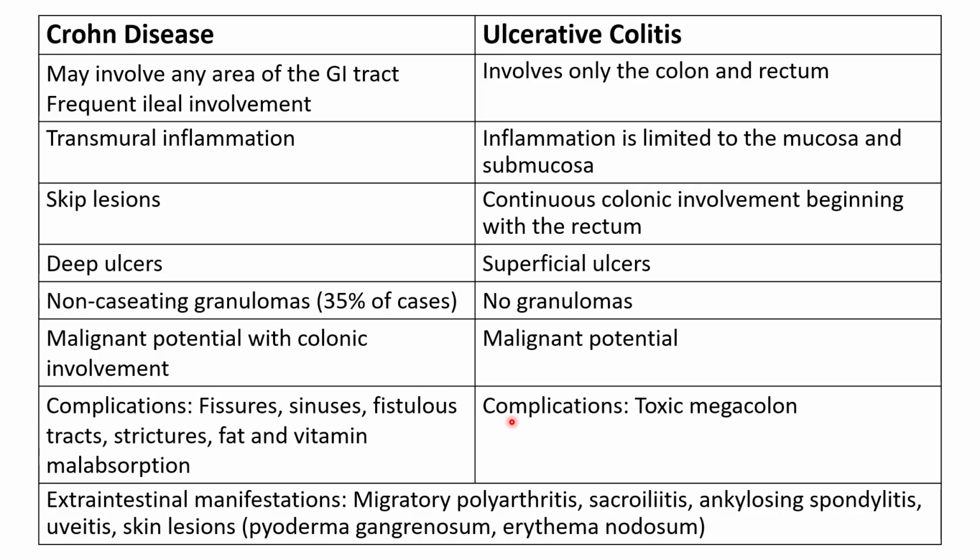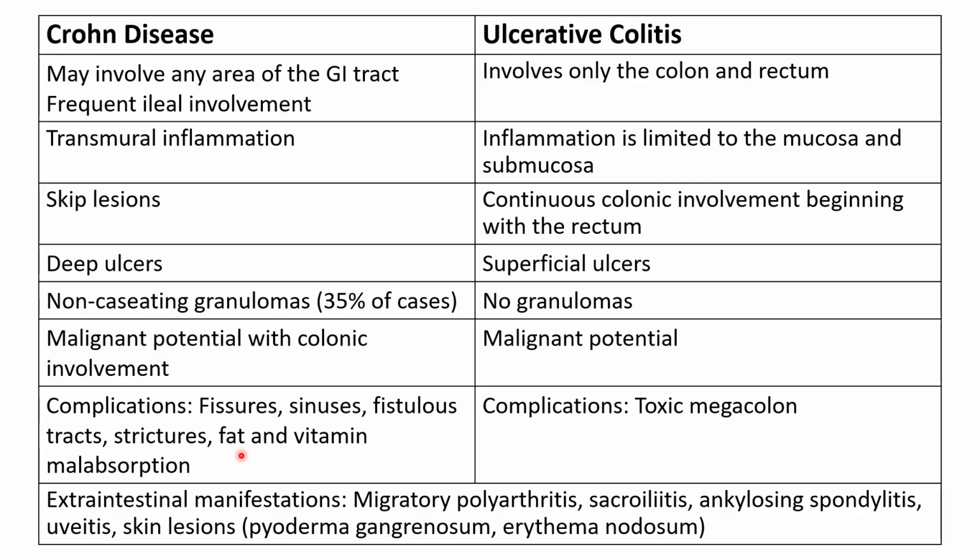Complications differ also. In Crohn's disease, there is increased risk of developing fissures, sinuses, fistula tracts, strictures, and fat and vitamin malabsorption. By a sinus tract, we mean a small channel in the body that usually extends from the cause of inflammation to the skin surface. A fistula is an abnormal connection between two body parts. A fissure is a tear. Usually it is seen in Crohn's disease in the anal mucosa. So patients with Crohn's disease may develop anal fissure.